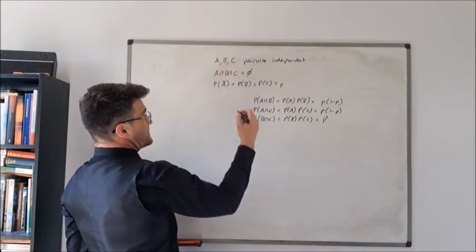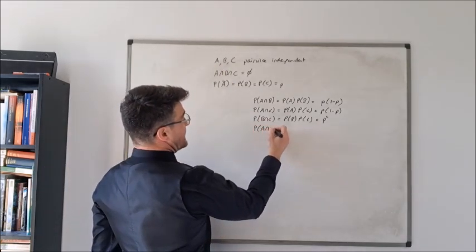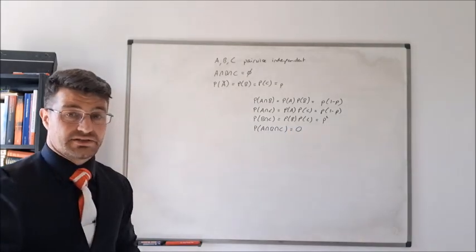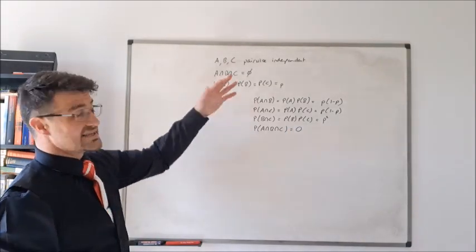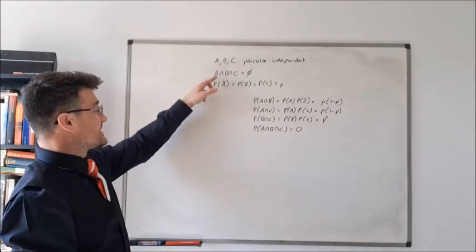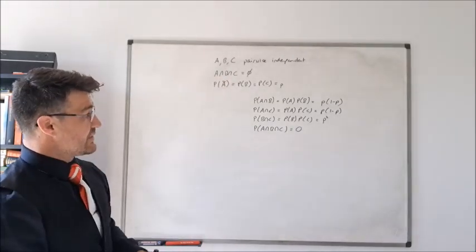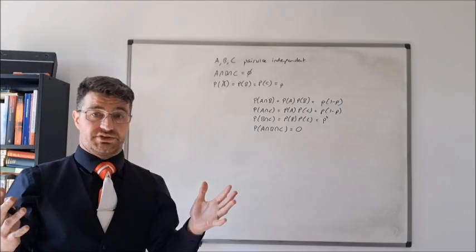We've also got this, which means that the probability of A intersect B intersect C is going to be equal to 0. Okay, so if the intersection of A, B, and C is the empty set, the probability of this event is going to be equal to 0. So this for me is quite useful to do.